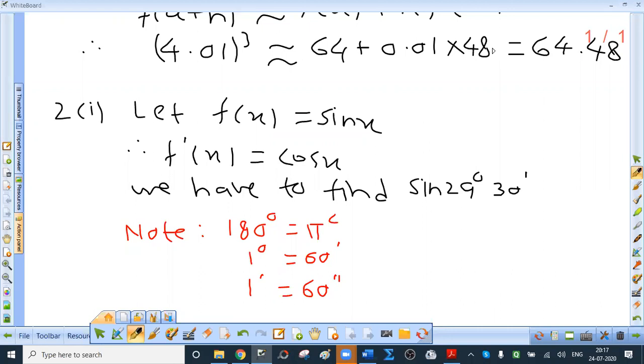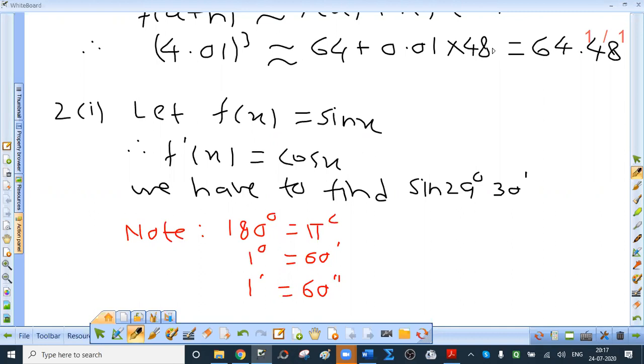Now second sum, first part, we have to find sine of 29 degree and 30 minute. We are given that 1 degree is what? 0.0175 radian, and you have to use root 3 as 1.732. So we define f(x) as sine x. So what is derivative? Cos x.